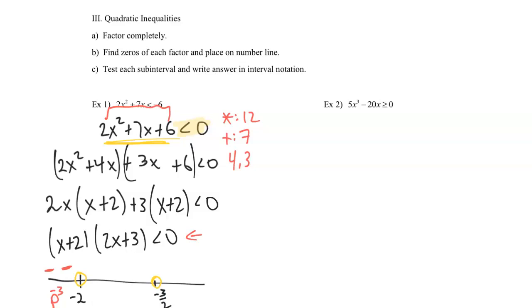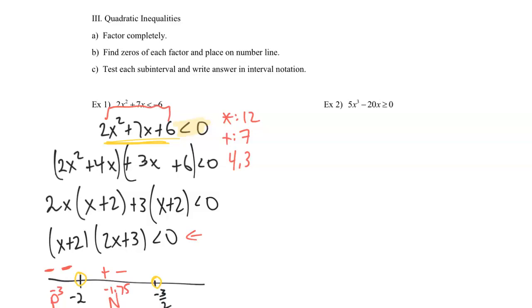Now, for negative 2 and negative 3 halves, negative 3 halves is negative 1.5. So in between negative 2 and negative 1.5, you could plug in, let's say, negative 1.75. And you could do that in your calculator if you wanted to. If you did that, into the first factor, you would get a positive number, and in the second factor, you would get a negative number. And when you multiply a positive times a negative, that's going to give you a negative.